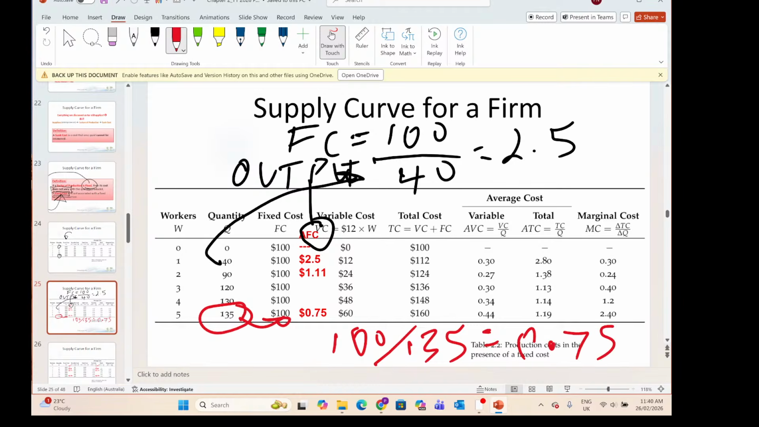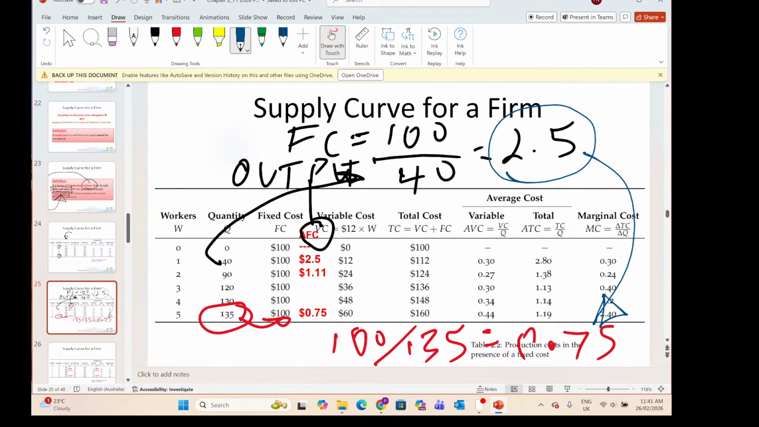So you can see that as the output grows, the average fixed cost goes from $2.50 for the first 40 goods to 75 cents when we get to produce 135 goods. If we only produced one good, imagine that this is coffee and this is our average fixed cost for the coffee. If we only produce one good, it would mean we'd pay $100 in rent to produce one coffee. So the average fixed cost there would be $100 a coffee. It would be a very expensive coffee.